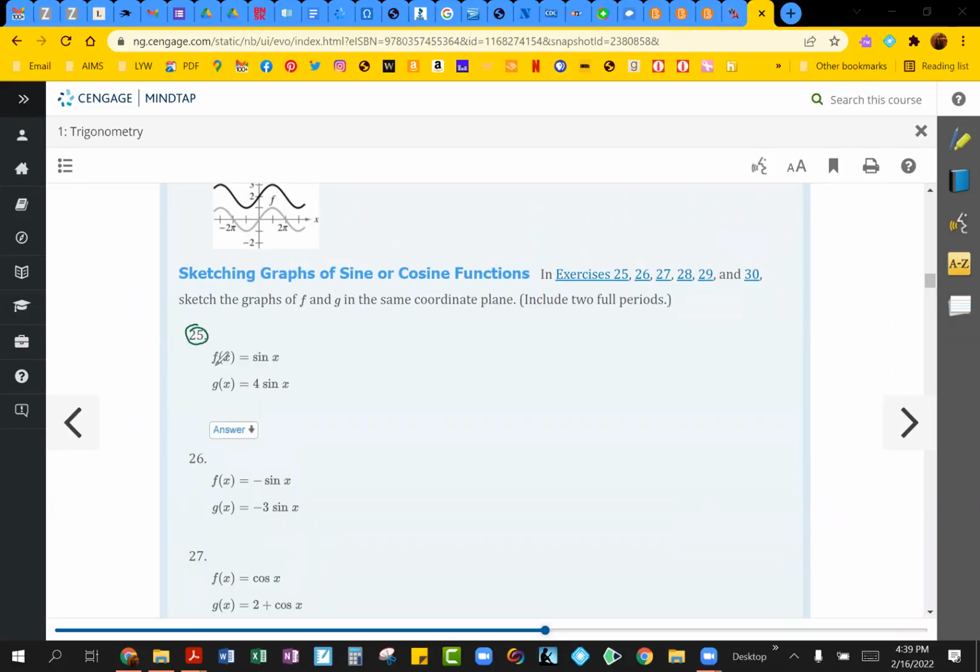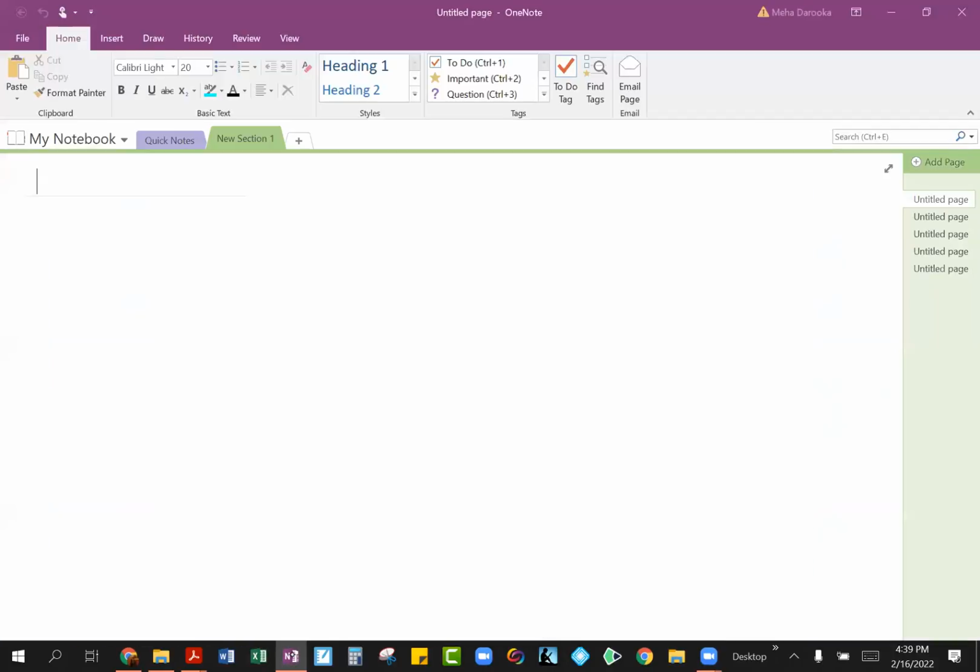So they're doing f of x as sine of x, as in, okay, this is what the basic function looks like. And then when we change it to 4 times sine of x, here's what that function will end up looking like. And you will see they're asking us to include 2 full periods when you graph these functions. So let's take a look at this one here. And for this one, what I'm going to do is open up our OneNote and work on this graph over here.